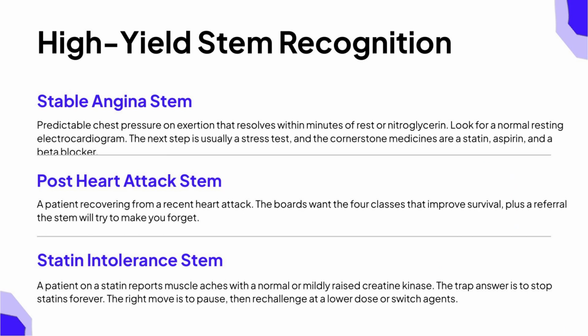For stable angina, look for predictable chest pressure on exertion that resolves within minutes of rest or with nitroglycerin, usually with a normal resting electrocardiogram. The next step is typically a stress test, and the long-term medicines are a statin, aspirin, and a beta blocker. For the patient recovering from a recent heart attack, think of the 4 classes that improve survival. And remember the referral the stem will try to make you forget.